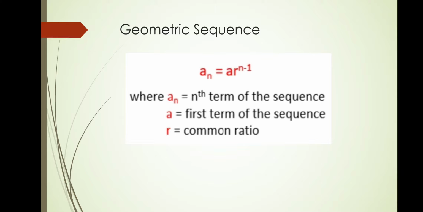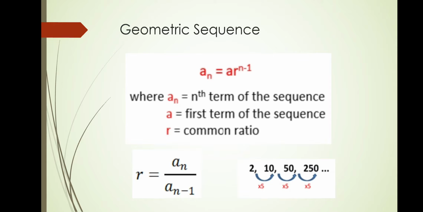Now, how do we get letter r, or how to compute for the common ratio? The formula to get the common ratio is a sub n over a sub n minus 1. Basically, ang sinasabi lang nito is i-divide mo lang yung present term to the previous term, or the second term to the first term. I-divide mo lang siya to get the common ratio.